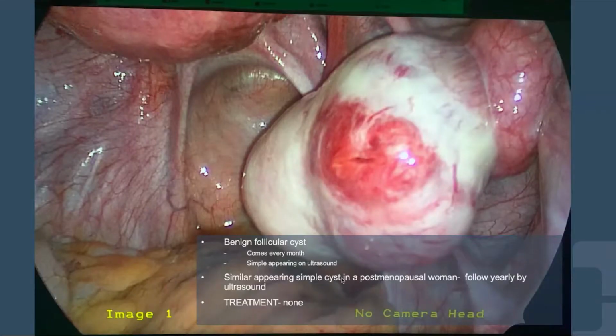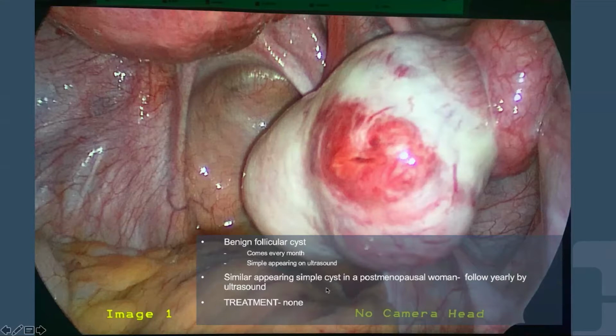So here's a couple things that you may see in surgery and what to do if you see these. So here's a benign follicular cyst. This comes every month, simple appearing. You can see a relatively normal appearing ovary and just this little pink area where there's probably ovulation taking place.